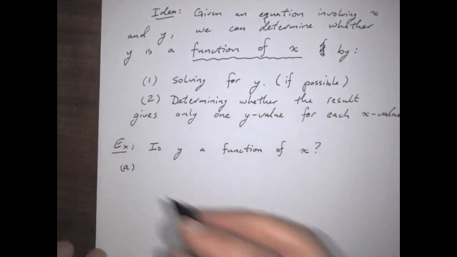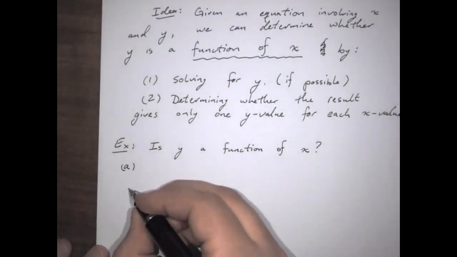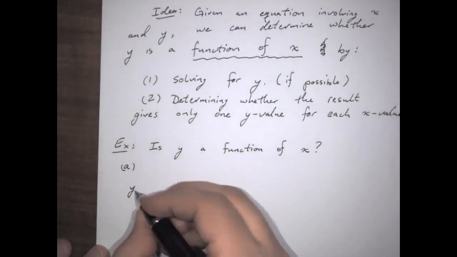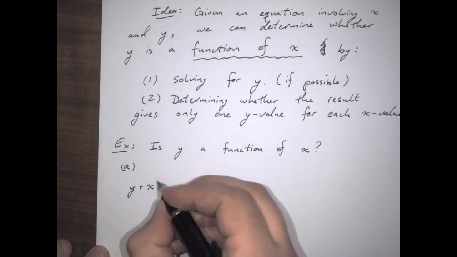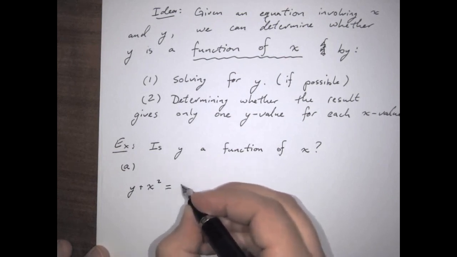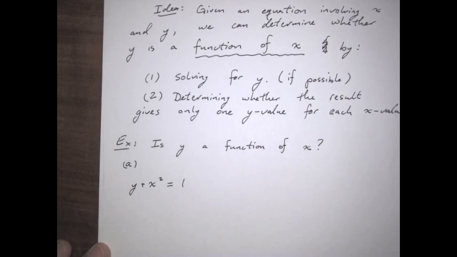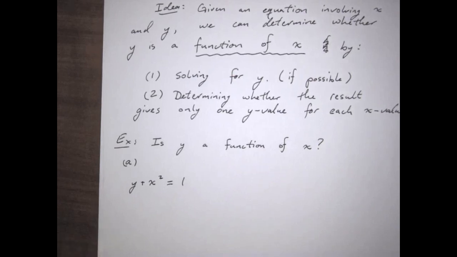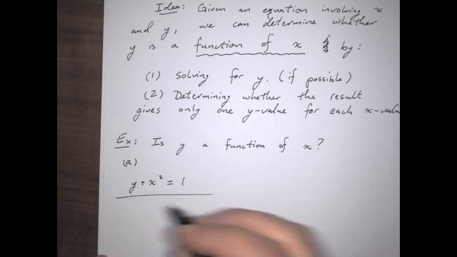First example, let's take an equation such as y plus x squared equals 1. Now notice that currently, as written, y is not solved for. X and y are just floating around together in the equation, they're even on the same side. The y has not been isolated yet. Step 1 is to isolate the y.